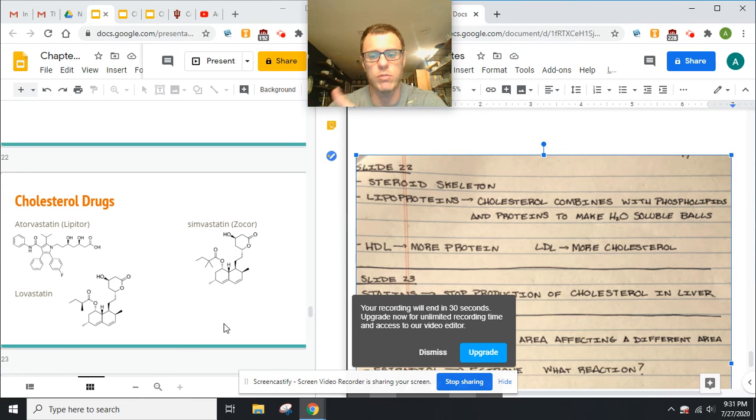But this can cause problems if you think about it. You are messing with the biochemistry of your liver, and your liver, if you're wondering where any chemical processes occur in your body, it's usually the liver. And so you don't really want to mess with that.